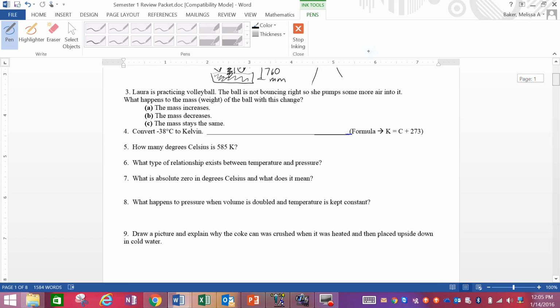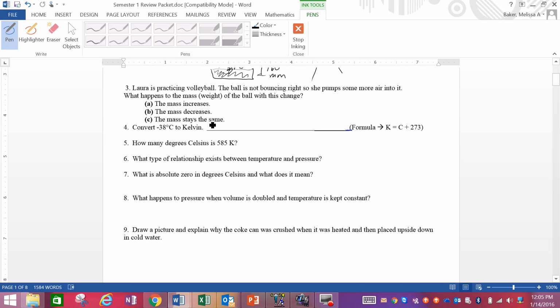Laura's practicing volleyball. The ball's not bouncing right, so she pumps air into it. So air particles, although they're small, they have mass. So the mass of the ball will go up. If you have an empty balloon and you put it on the scale, and then you blow air into the balloon and you put it on the scale again, that second balloon is going to weigh more.